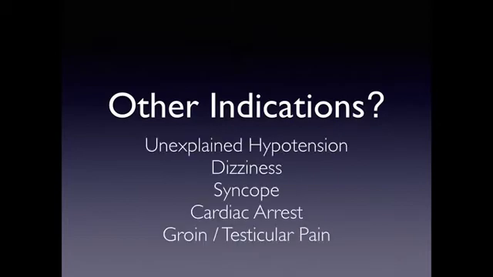So here's just a few. Unexplained hypotension, and this could actually be somebody with normal pressure, but a lower pressure compared to their normal pressure. So say somebody's hypertensive all the time, 180s over 110s, and they come in with a blood pressure in the 110s, then that's a lot lower than their normal, but it's not technically hypotension. So that could be an indication.